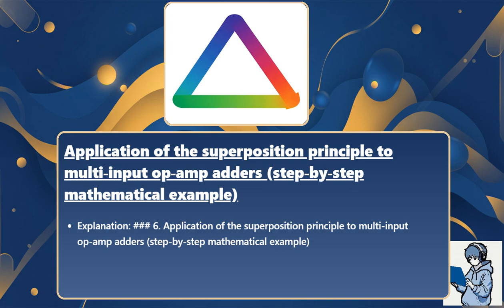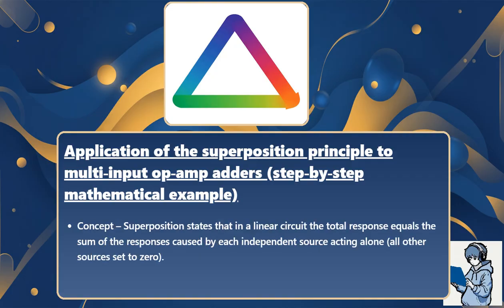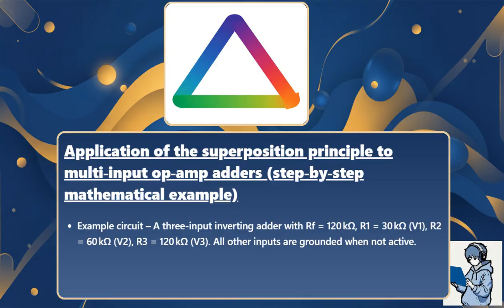Explanation: 6. Application of the superposition principle to multi-input op-amp adders, step-by-step mathematical example. Concept: superposition states that in a linear circuit the total response equals the sum of the responses caused by each independent source acting alone, all other sources set to 0. Example circuit: a 3-input inverting adder with feedback resistance 120 kiloohms, resistor 30 kiloohms for V1, resistor 60 kiloohms for V2, resistor 3 120 kiloohms for V3. All other inputs are grounded when not active.